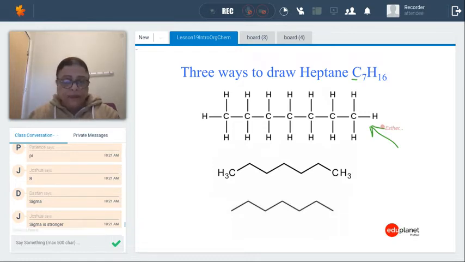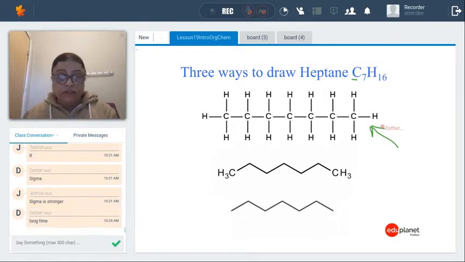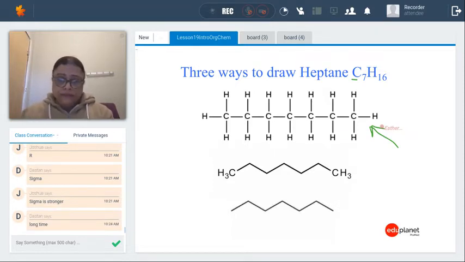It takes a lot of time and a lot of patience, and chemists don't have patience for this. So instead, chemists take the zigzag approach. Every point is a carbon. So this is 1 carbon, this is 2, this is 3, 4, 5, 6, 7. So in the zigzag, every corner represents a carbon.